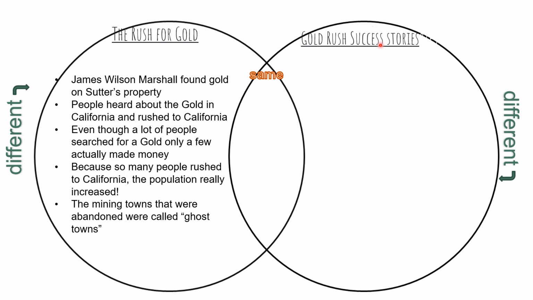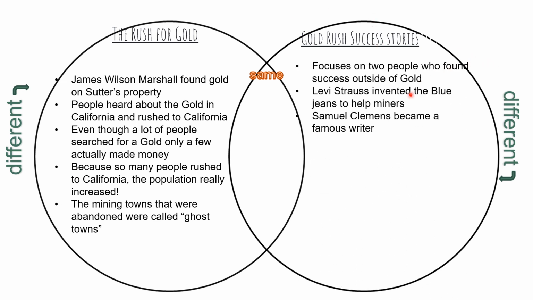What about gold rush success stories? Well, in this story, it focused on two people who found success outside of gold. Even though it started talking about how they went to California to find gold, these two people were actually successful without finding gold. Levi Strauss invented the blue jeans to help the miners. It says in the story that they were able to create pants that helped the miners so that they could be digging and it lasted way longer.